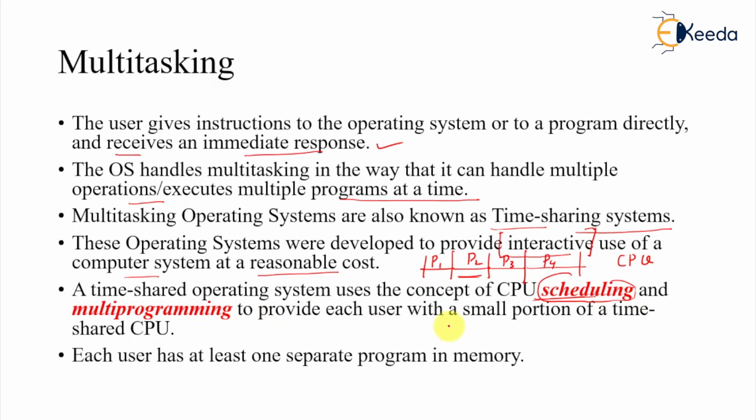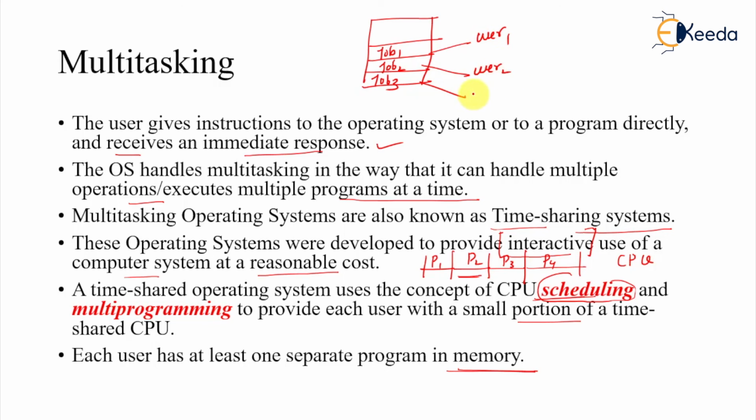And multi-programming provides each user with a small portion of time share. Each user has at least one separate program in memory. Okay, so rather than a single user running different programs in multi-programming, we can now assume that job 1, job 2, job 3 are coming from, let's say, user 1, user 2, user 3. Okay, so that is something called multitasking.